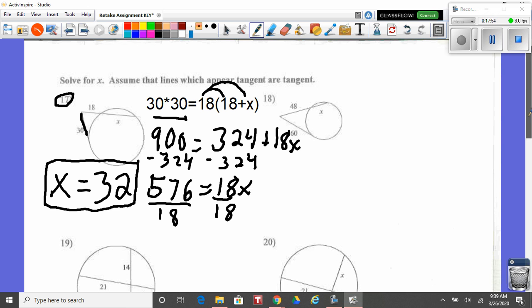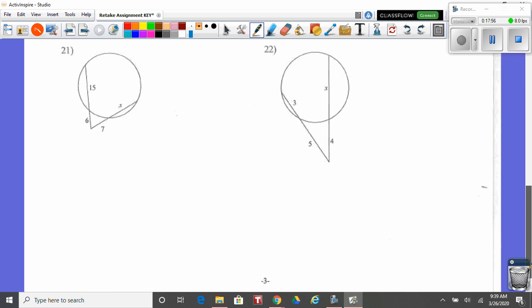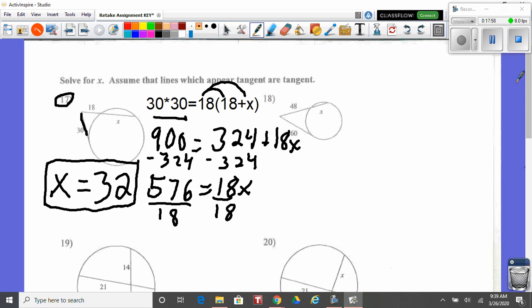At this point, you should be able to solve every other single problem that we have in this worksheet, except for the constructions, because you don't have one of those at home. You don't have the compass.